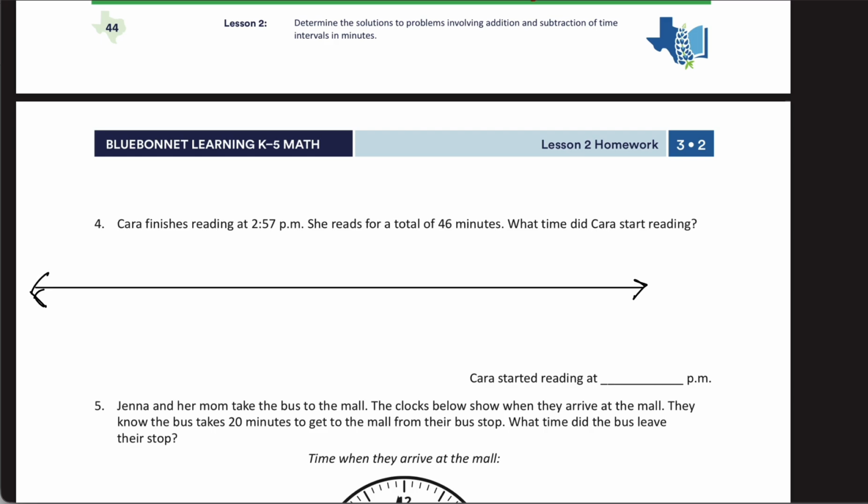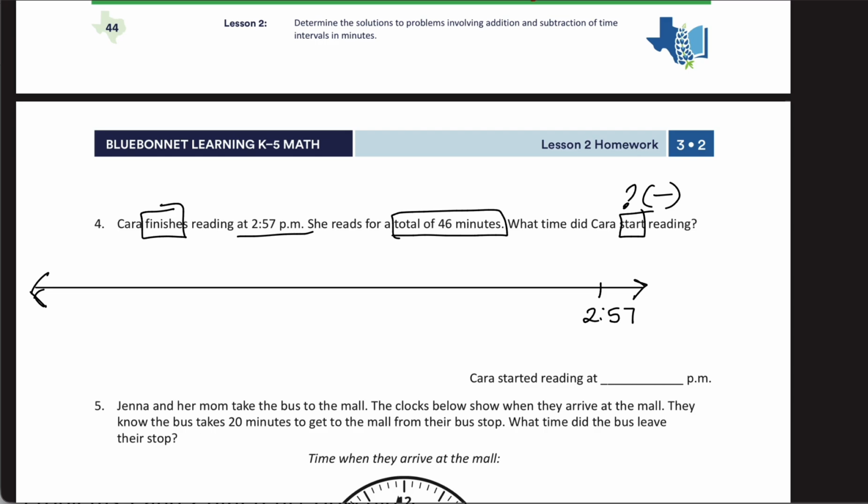Now, it says she finishes. So what did they give us? They gave us an end time. So she finished at 2:57 p.m., right? Another thing that I want to go ahead and focus on is the total of 46 minutes. And we're looking for a start time. Now, I told you if we are looking for a start time, if that's our unknown, we are going to subtract, right? So now we're going to go backwards 46 minutes.